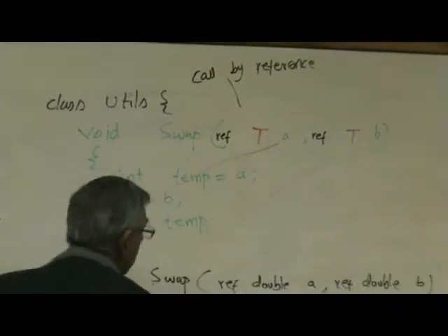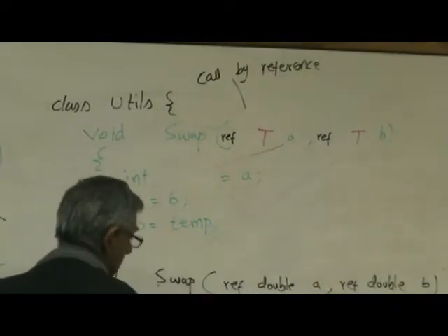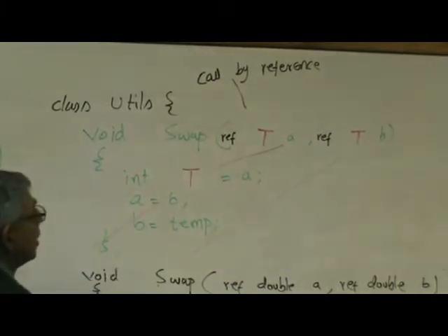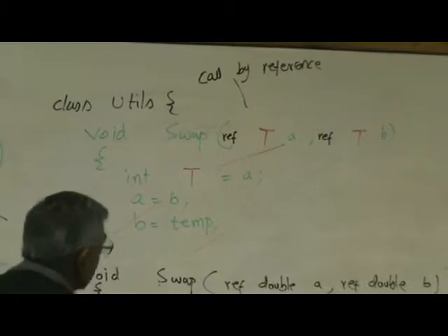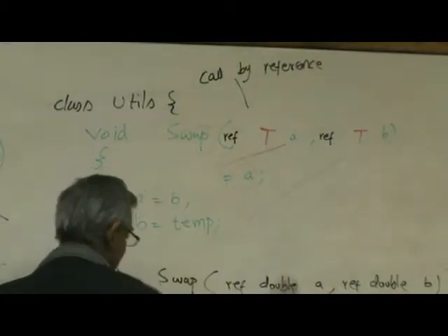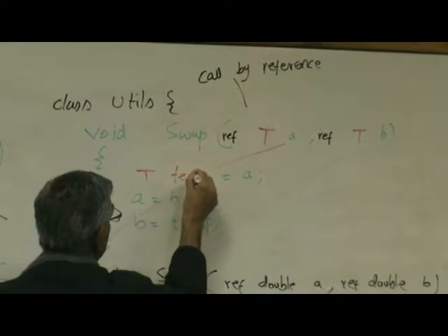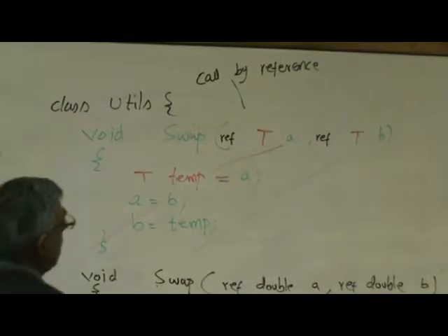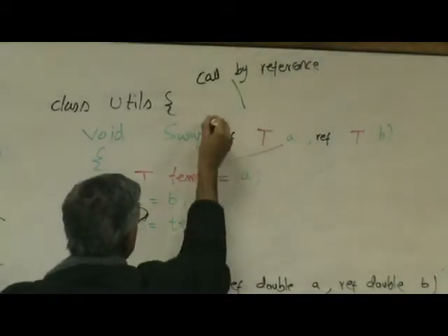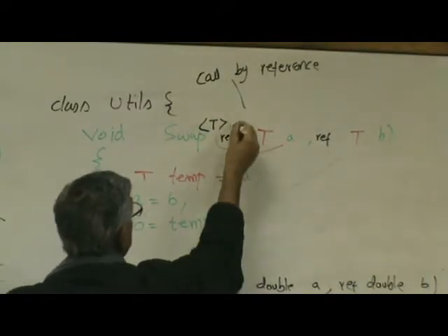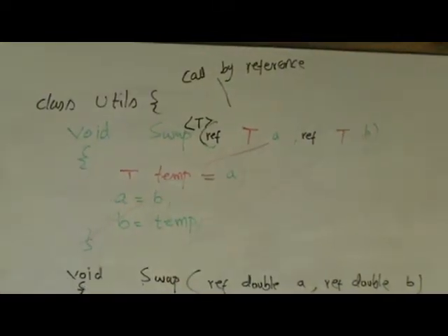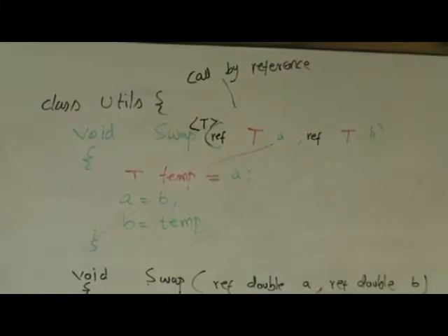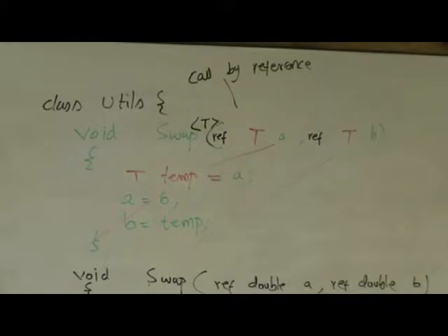So then what will happen over here? T temp equal to a, right? Now, because T is a generic type or a flexible data type, the other requirement is after the name of the method, between the less than and greater than signs, you type in T. That means T is a generic type which will be decided by the caller.